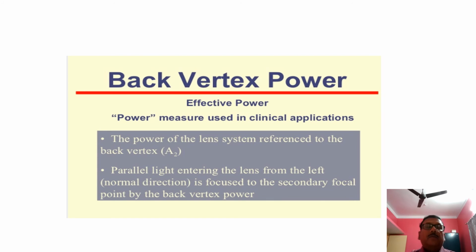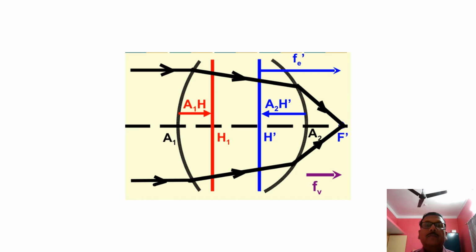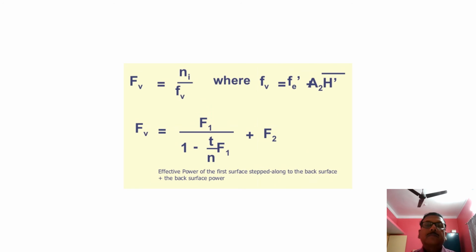Effective power. This is the power measure used in clinical applications. The power of the lens system with reference to the back vertex A2. Parallel light entering the lens from the left is focused to the secondary focal point by the back vertex power. Here is the figure, as narrated in the previous slide, FB is equal to n' by FB, where FB is equal to Fe', which means A2H'.